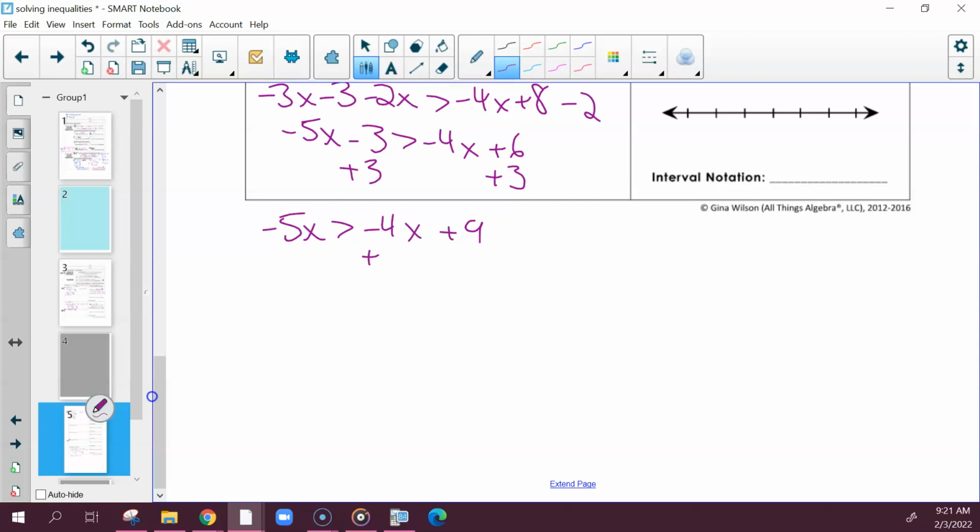Add 4x to both sides. We have negative x is greater than 9. Divide both sides by negative 1. Here, our sign would change direction because we divided by a negative. Now, before we graph this, I'm going to go back to this step and show what would happen if you move your variable first.